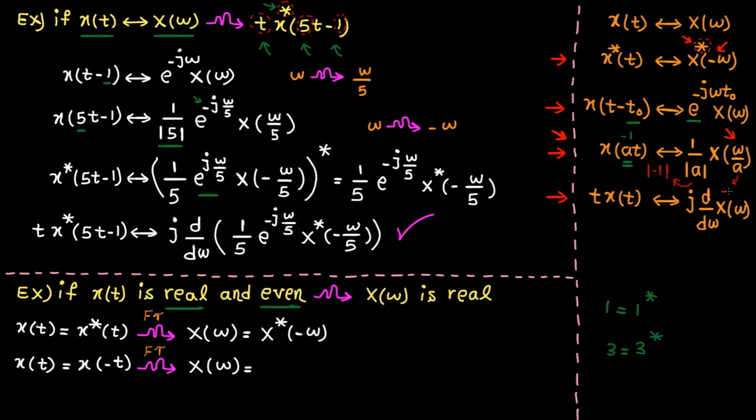So we just need to replace omega by minus omega. Here we go. Now compare these equations. The left sides are equal. This tells me the right sides must be equal.